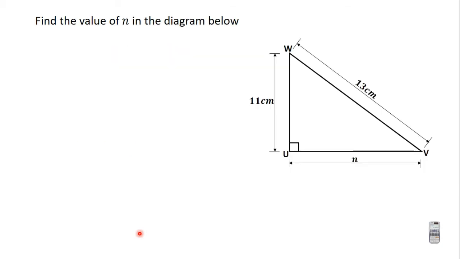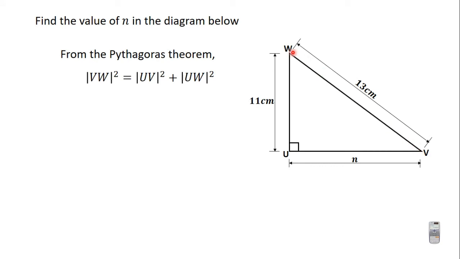Let's pick the last question. Find the value of n in the diagram below. So this is another right-angled triangle, UVW. The hypotenuse is VW. So here the length of the hypotenuse squared is equal to the sum of the squares of the other two sides. So the other two sides are UV and UW. So VW squared is equal to UV squared plus UW squared.